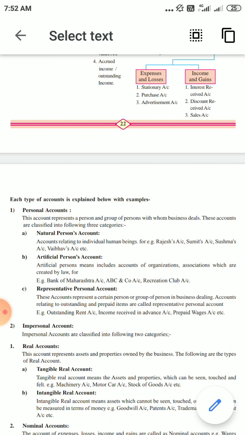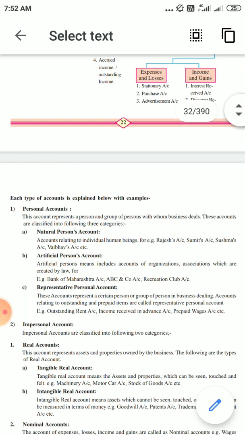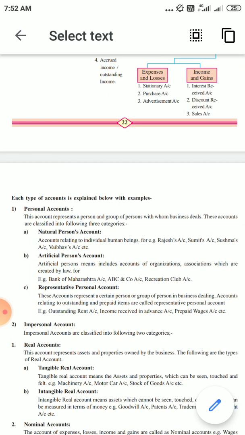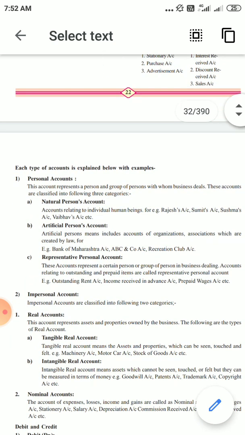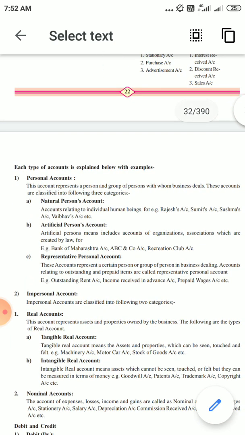So these are created by the law. Okay, any organization, association, जैसे कि cricket association, Bank of Maharashtra, recreation club, ABC and company, these are created by law. Business created by law is also a personal account, but artificial personal account. Next is representative personal account. So this account represents a certain person or a group of persons, okay, which are related to the business.